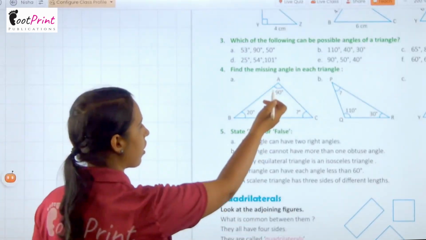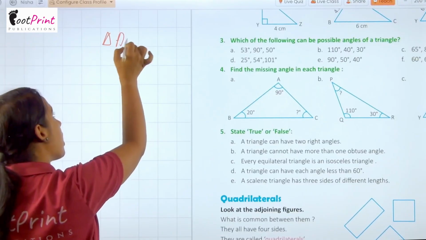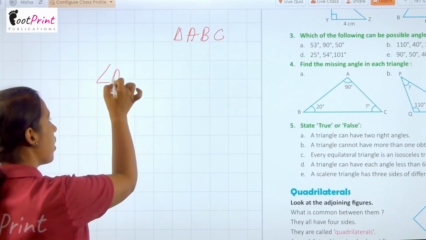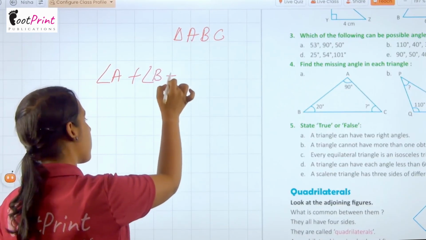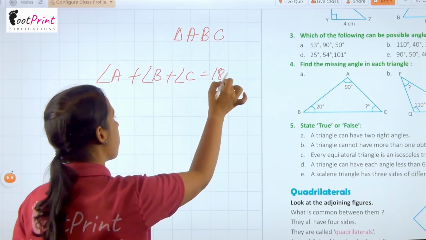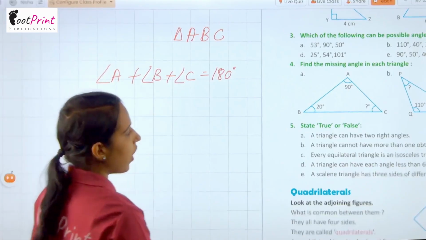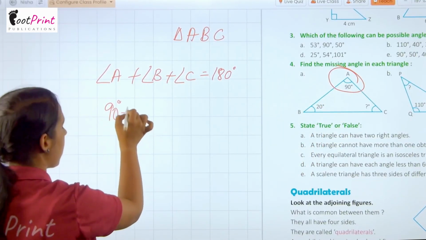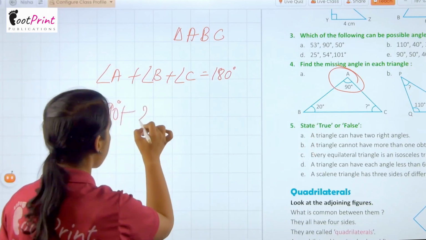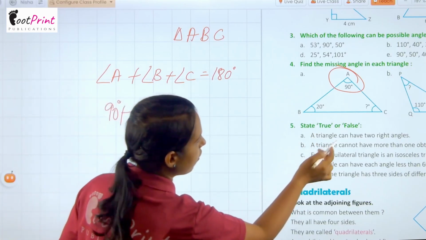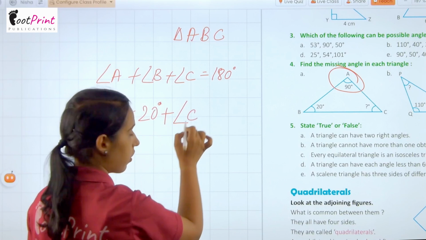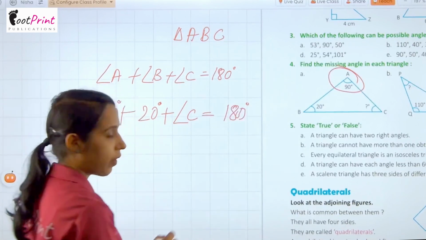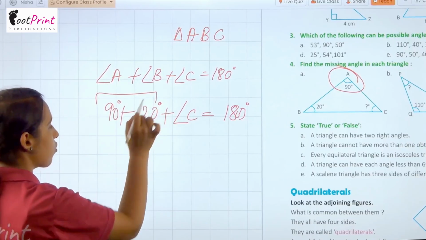So here we have triangle ABC. In triangle ABC we can write angle A plus angle B plus angle C is equals to 180 degree. Okay, so angle A is here of 90 degree, and then angle B is equals to 20 degree, and angle C is equals to, we have to find out that, okay, and their sum will be equals to 180 degree. Okay, now we find the sum of these two angles.